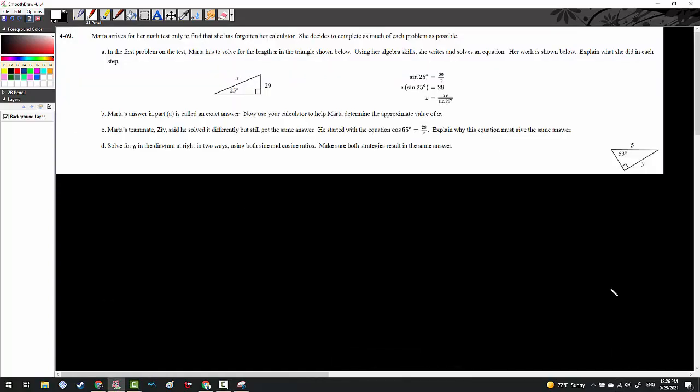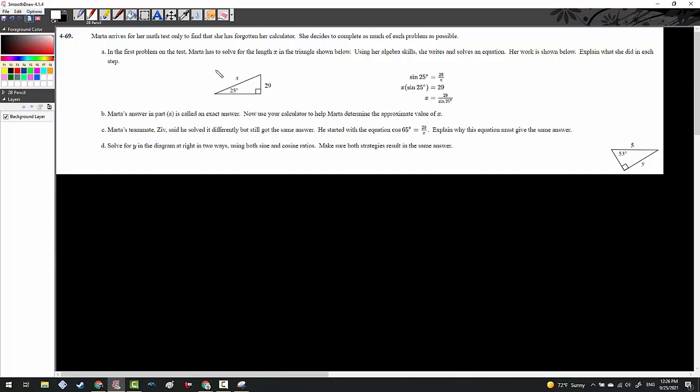In 4-69, we're talking about Marta arriving at her math test only to see that she forgot her calculator, and she wants to do as much of the problem as possible. So this is on the first problem of the test. Marta has to solve for x in the triangle shown below. Using her algebra skills, she writes and solves an equation. Her work is shown below. Explain what she did in each step.